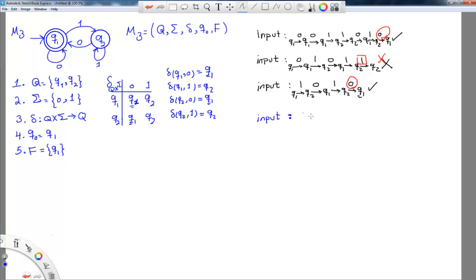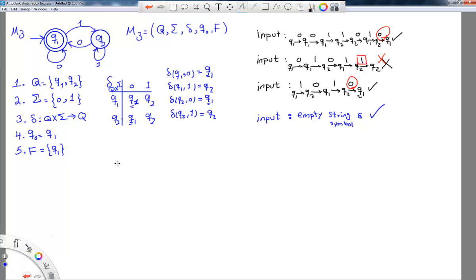So we usually denote the input, the empty string, or the empty symbol, with a small epsilon, which means that the symbol epsilon will be accepted, and epsilon is effectively the empty string in our case. So the empty string is also accepted.